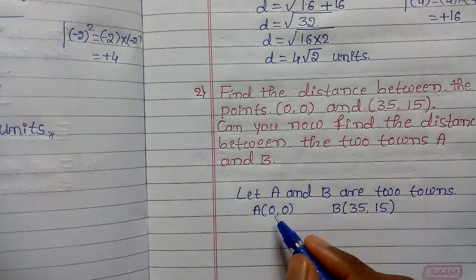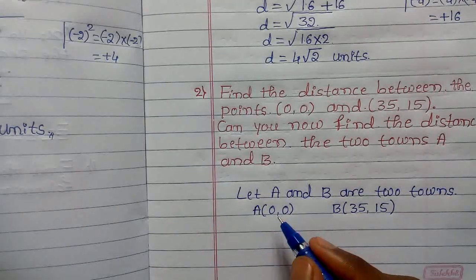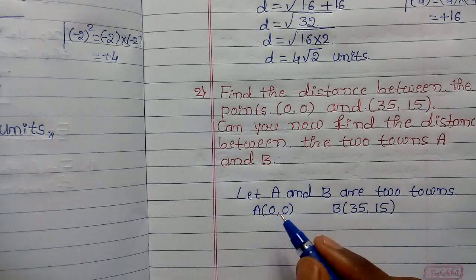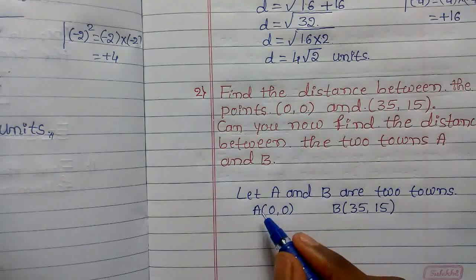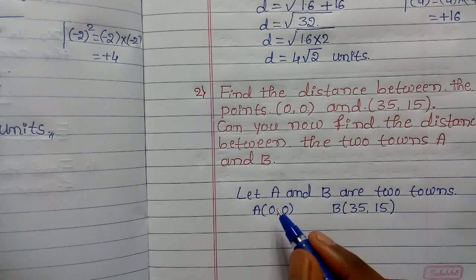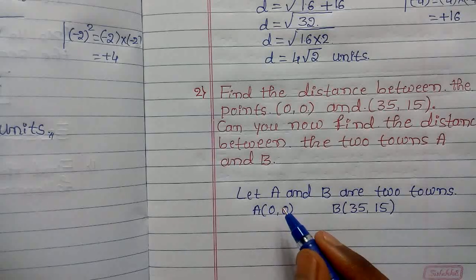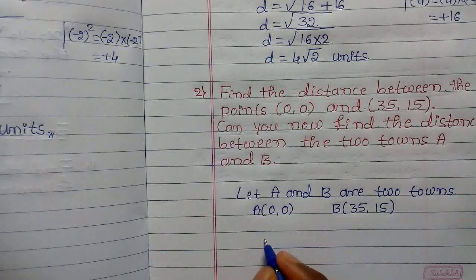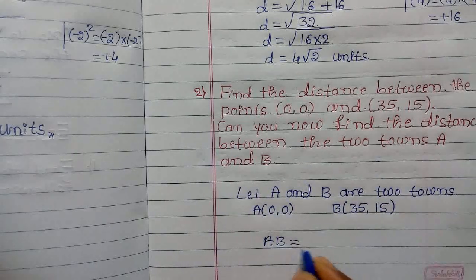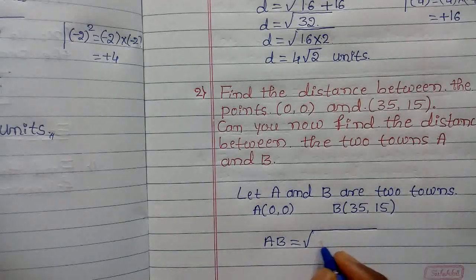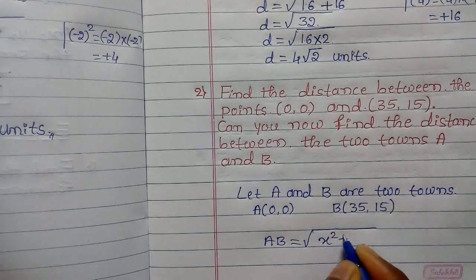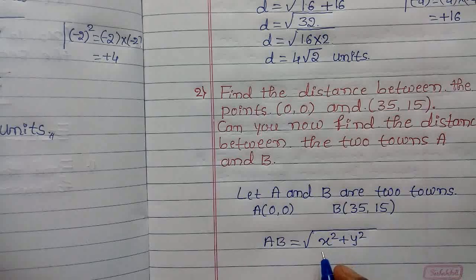But here the coordinates of town A are the origin. Origin means the values of x and y are both 0. These are the coordinates of the origin. If the distance of the point P (x, y) from the origin, that is AB, the formula is given by AB equal to the square root of x square plus y square.